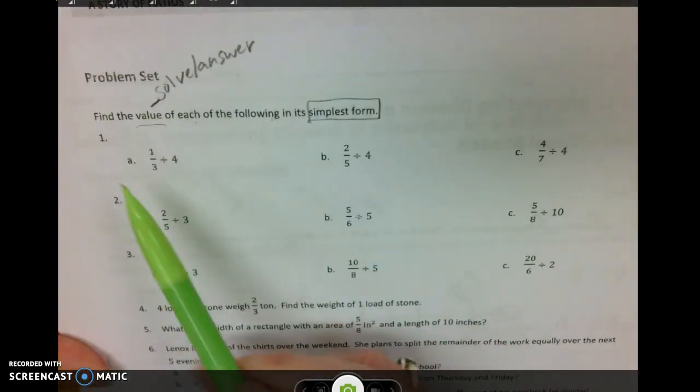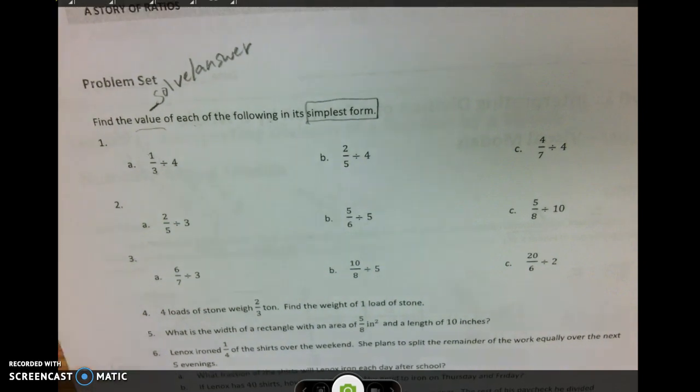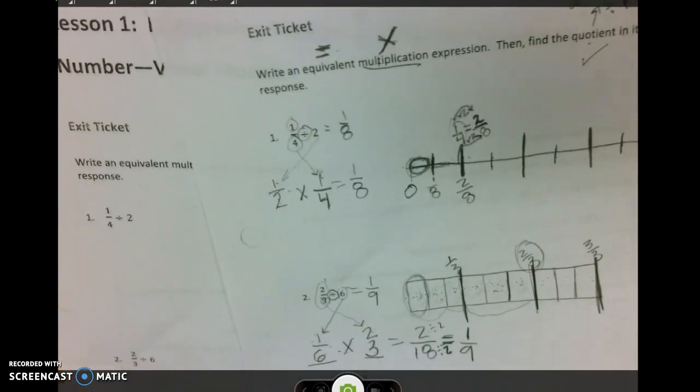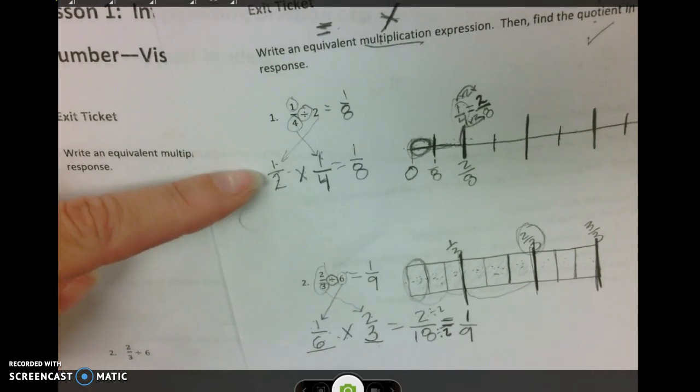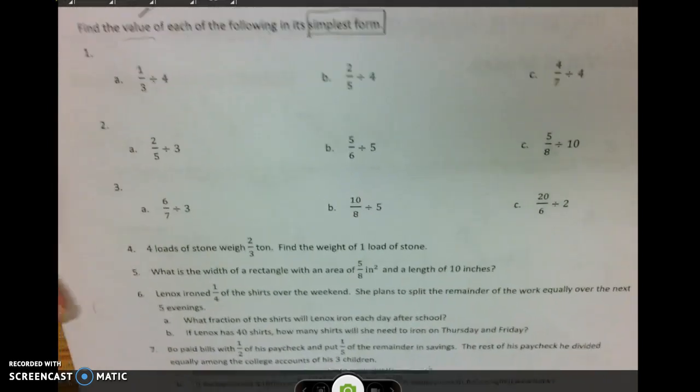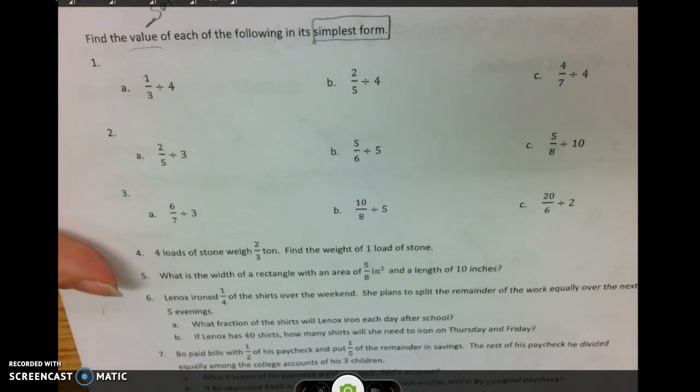So for here, I have 1/3 divided into 4. Now at this part, you can use models to find your answer. If you know the shortcut and understand it from looking at what these equivalent multiplication problems would be, and that's easier for you, you could do that, as long as you show what work you did here. So I'm going to continue to use the models and show you the multiplication steps as well.